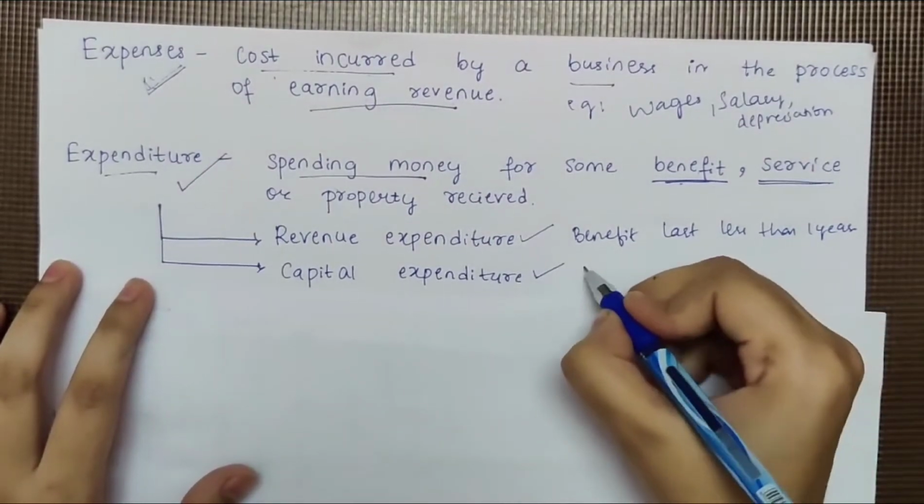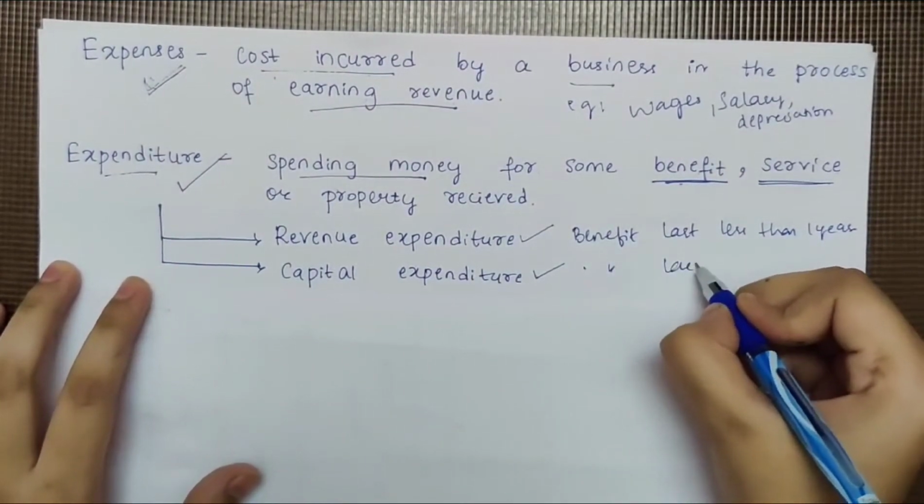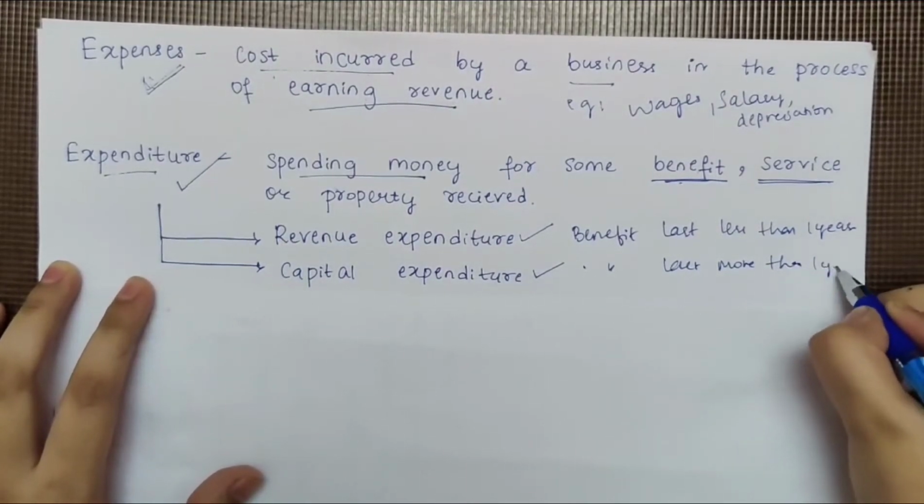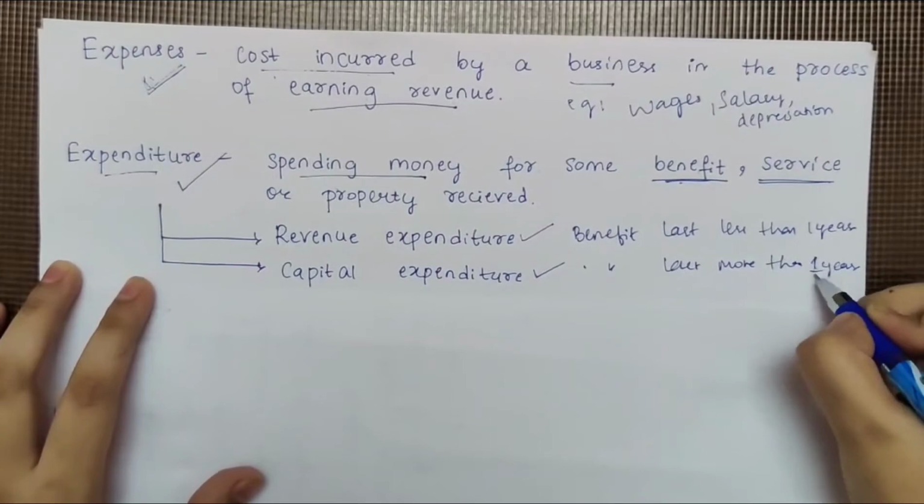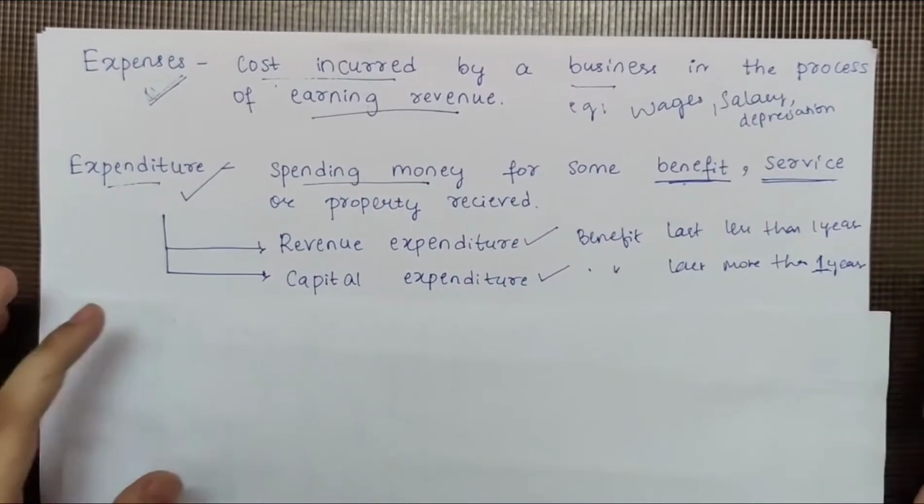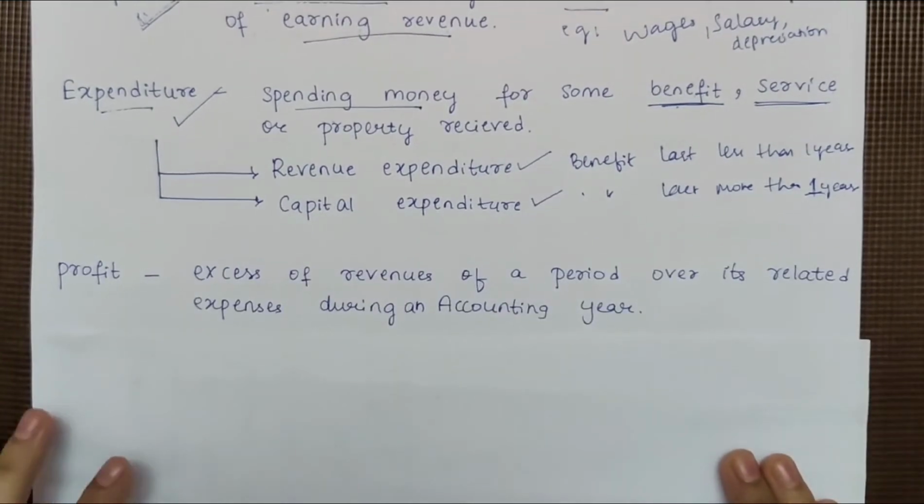And the capital expenditures are the benefits that last more than 1 year. Which are the capital expenditures that last more than 1 year? Machineries, furniture.